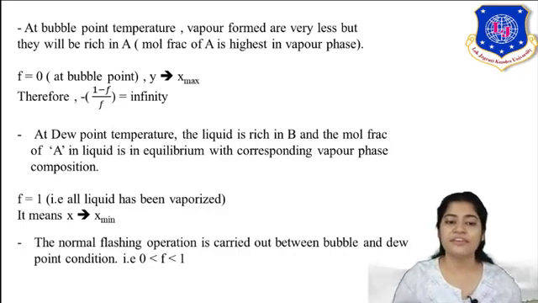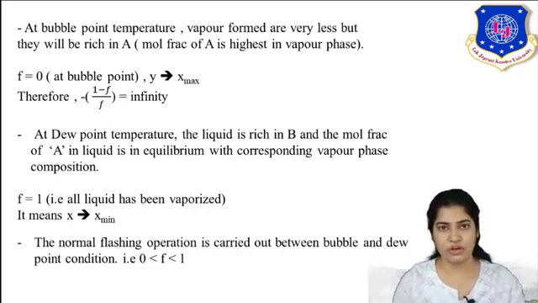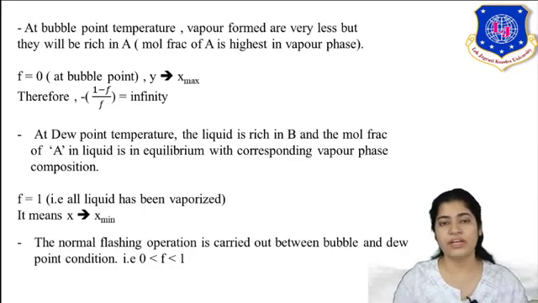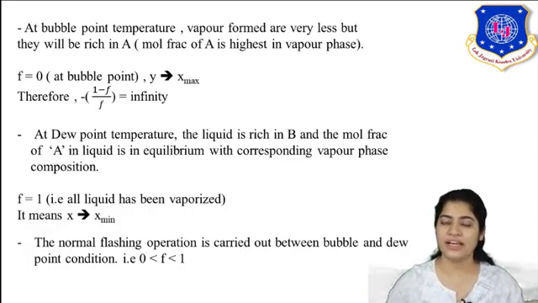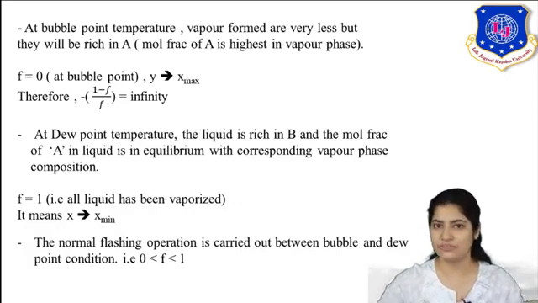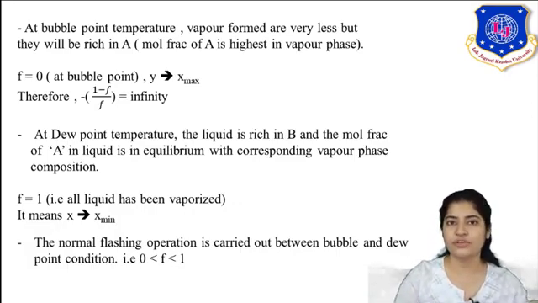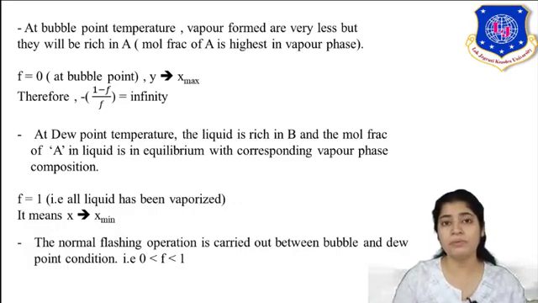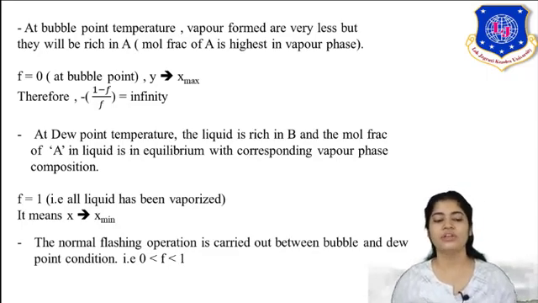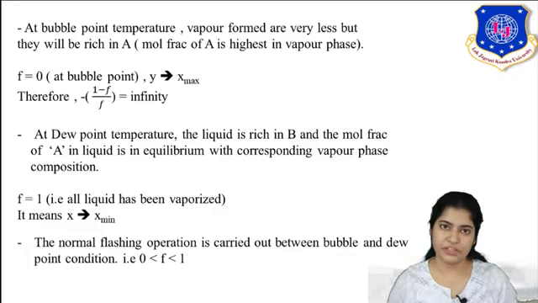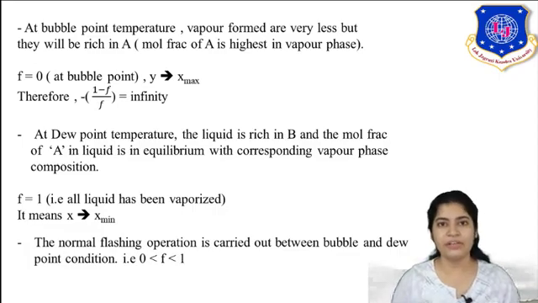See, every composition is of A only, the more volatile component. So X would be X minimum, because your more volatile component would be high in vapor phase. Now if you are condensing it, first what will condense? Less volatile will condense first. So the mole fraction of A in liquid would be minimum. Hence X is X minimum.